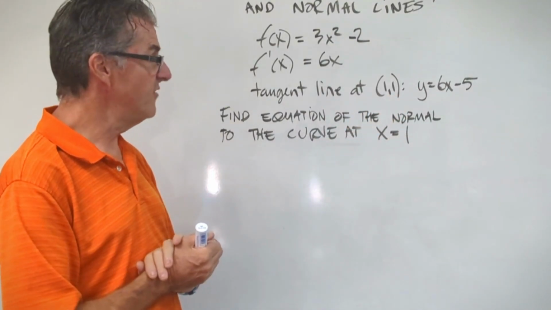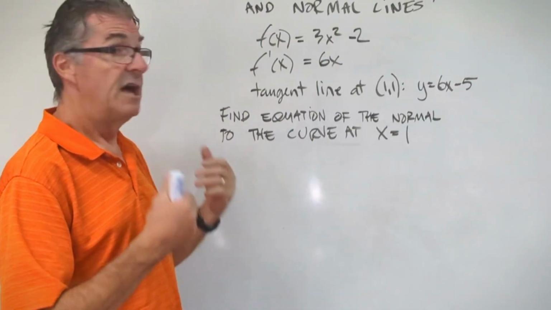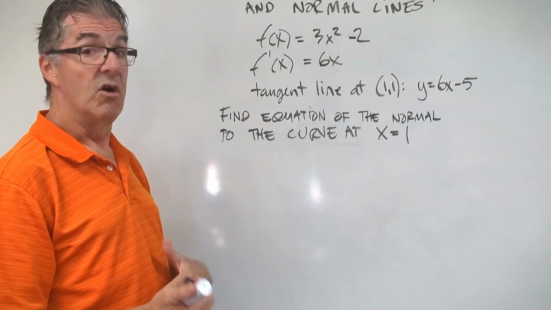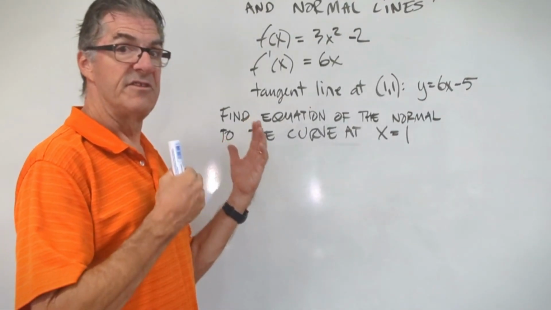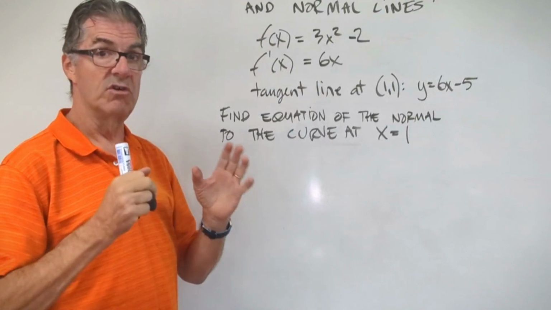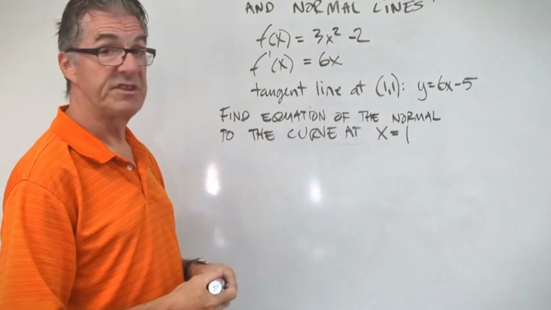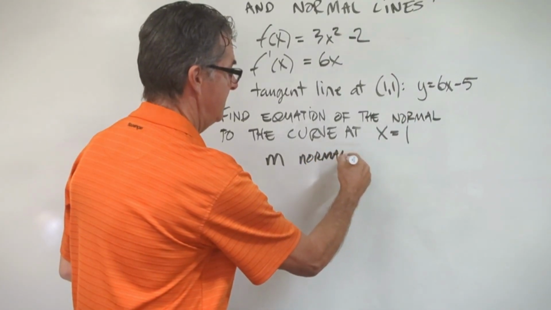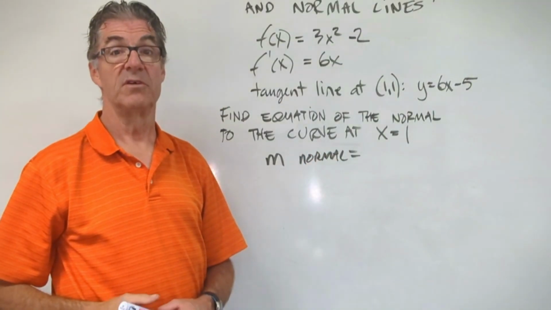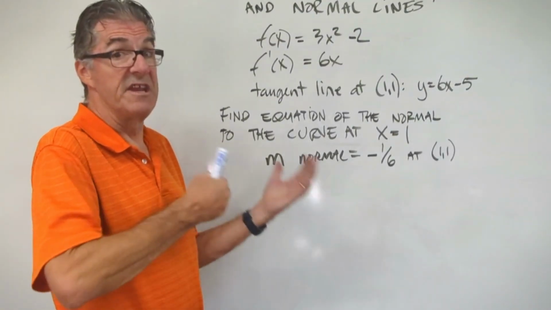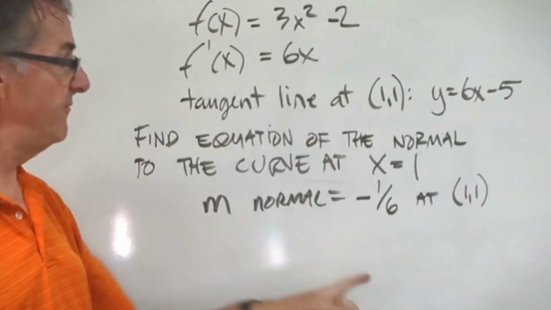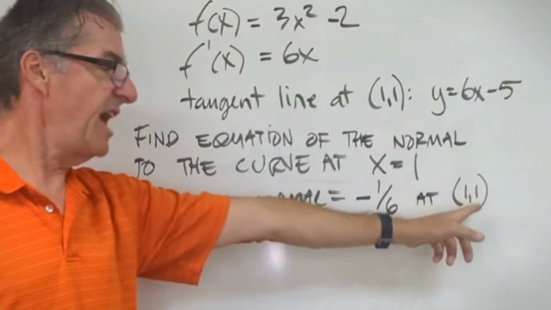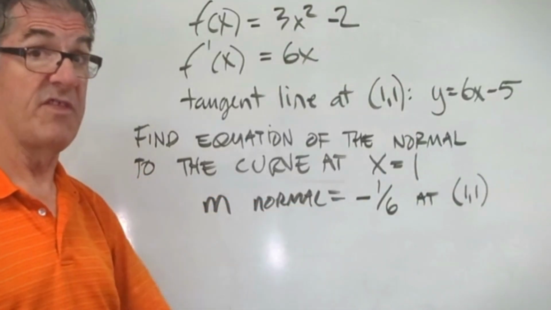Okay, now let me remind you of a couple things from the very beginning of this lesson. The slope of the normal is the negative reciprocal, or 1 over the derivative, the slope of the tangent line. So go ahead, pause the video, and tell me what the slope is for the normal. I'm just going to say m normal. And what is that slope going to be? All right, so I just took the negative reciprocal of my derivative function, which is 6, so -1/6. I can take that right there. And again, it's at the point (1, 1).